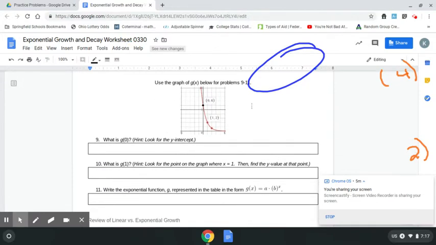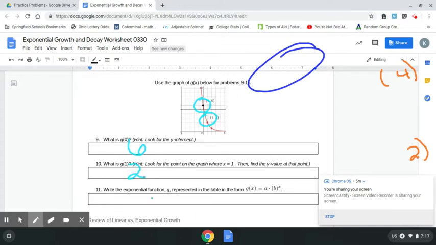Okay, how about this one? Same kind of idea, except now we're using the graph. What is g of 0? Well, g of 0, where is x equal to 0? X is equal to 0 right here on the y-intercept, so g of 0 is 6. What is g of 1? Where is x equal to 1? It's right here. That's 2.